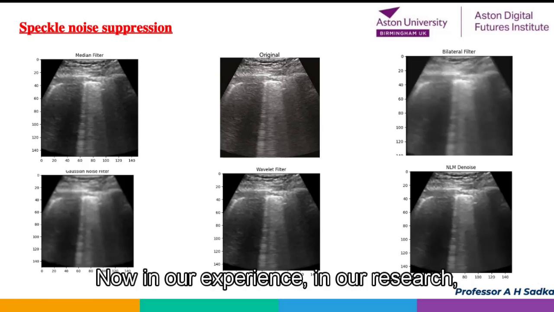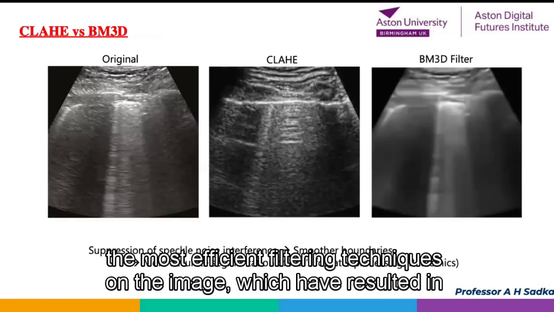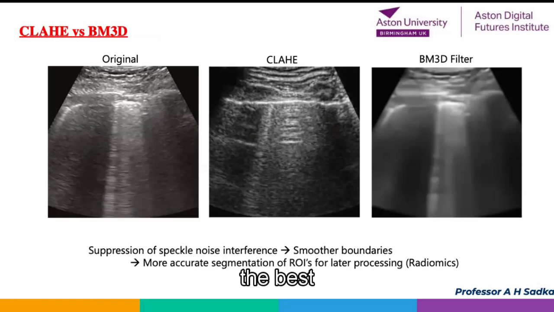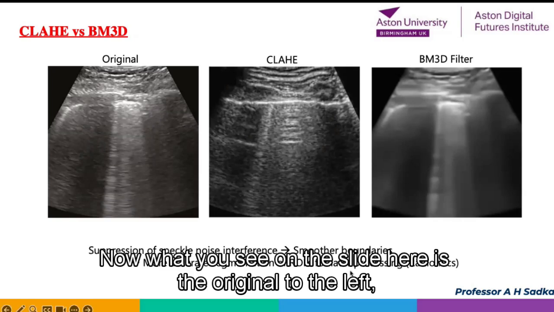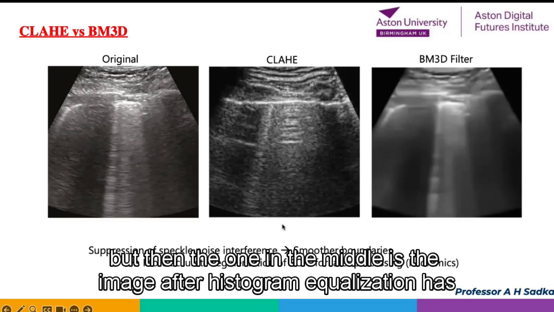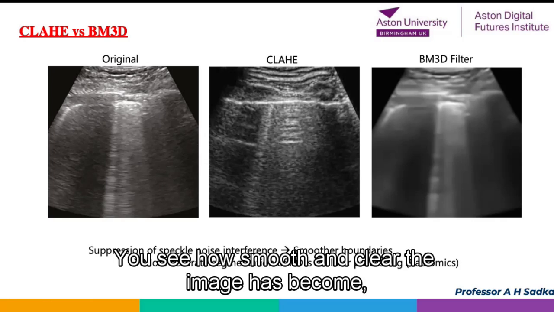Now, in our research, we've concluded that the two most efficient filtering techniques, which have resulted in the best perceptual quality, are CLAHE, the histogram equalization technique, and the block matching 3D technique. What you see on the slide here is the original to the left, but then the one in the middle is the image after histogram equalization has been applied. And the one to the far right is the block matching. See how smooth and clear the image has become?